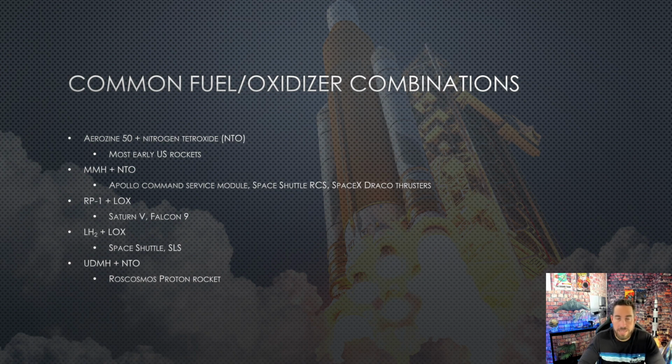Saturn V and Falcon 9 first stages used RP-1 and LOX. Space Shuttle, SLS currently, this guy right here, uses LH2 and LOX. Again, we're going to see a lot of problems with that just from fueling alone. It's a pain in the butt. And then the Russians, Roscosmos, they use UDMH and NTO for their Proton rocket.